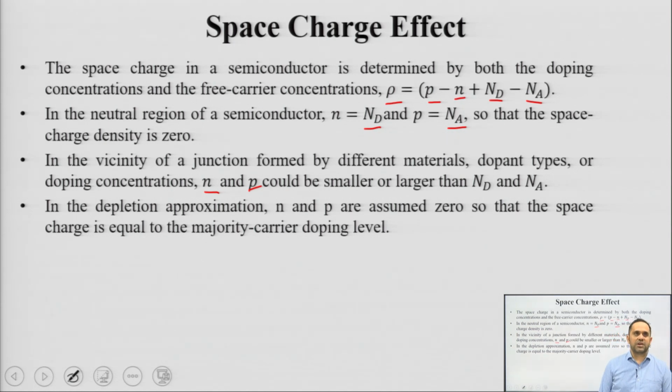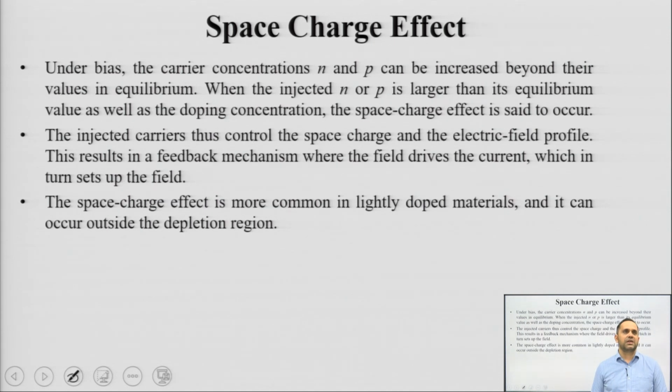Okay. So, in the so called depletion approximation, we say that n and p are assumed to be 0 inside the space charge region, and the space charge is equal to the majority carrier doping level. Okay. Donor ions on the n side and acceptor ions on the p side. But when bias is applied, the carrier concentrations n and p can be increased beyond their values in equilibrium. When this injected concentration is larger than the equilibrium value as well as the doping concentration, we say that the space charge effect occurs.